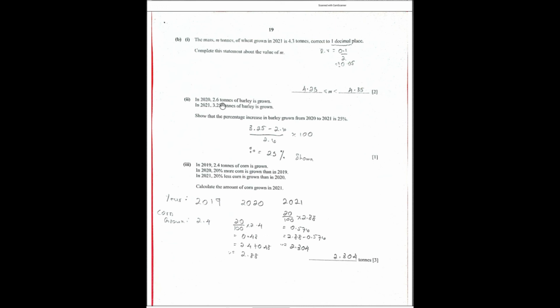B II. In 2020, 2.6 tons of barley is grown. In 2021, 3.25 tons of barley is grown. Show that the percentage increase in barley grown from 2020 to 2021 is 25%. So to find the percentage increase, we take the latest amount, subtract the previous amount, and divide it by the original amount or the previous amount, which is 2.6, and times 100. So we will get 25%.